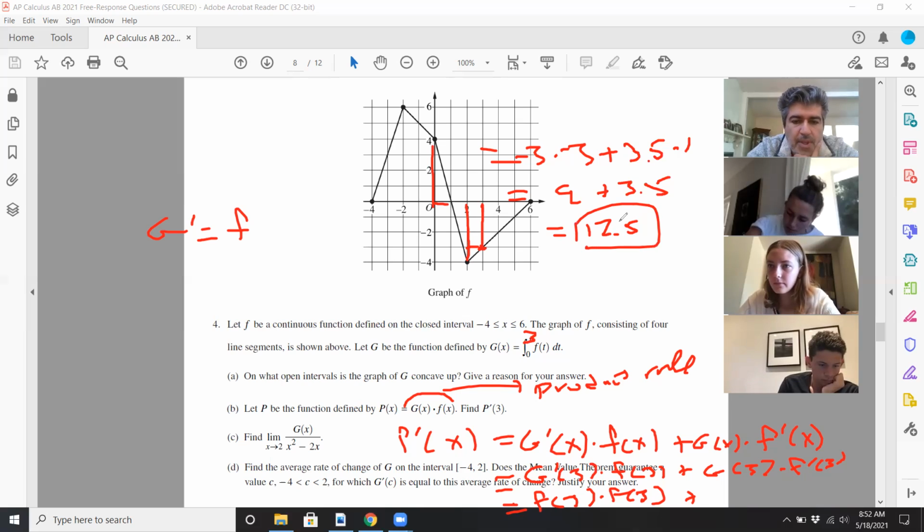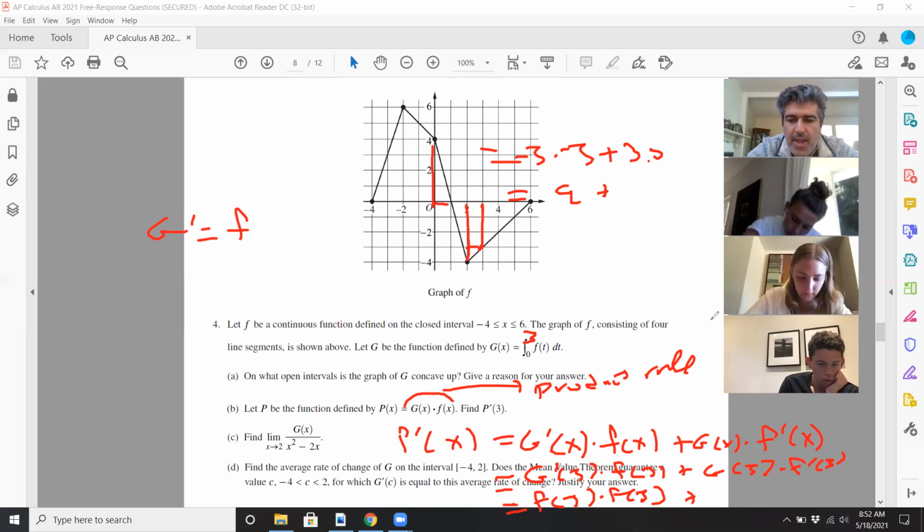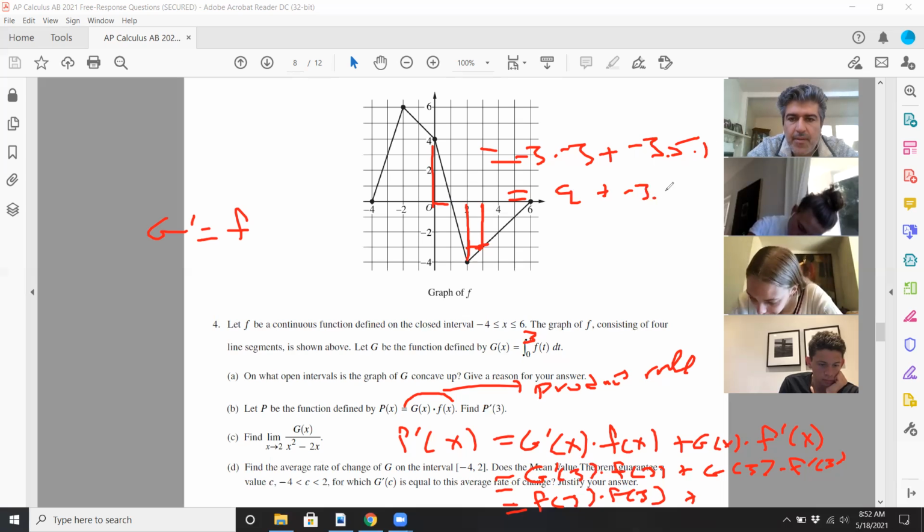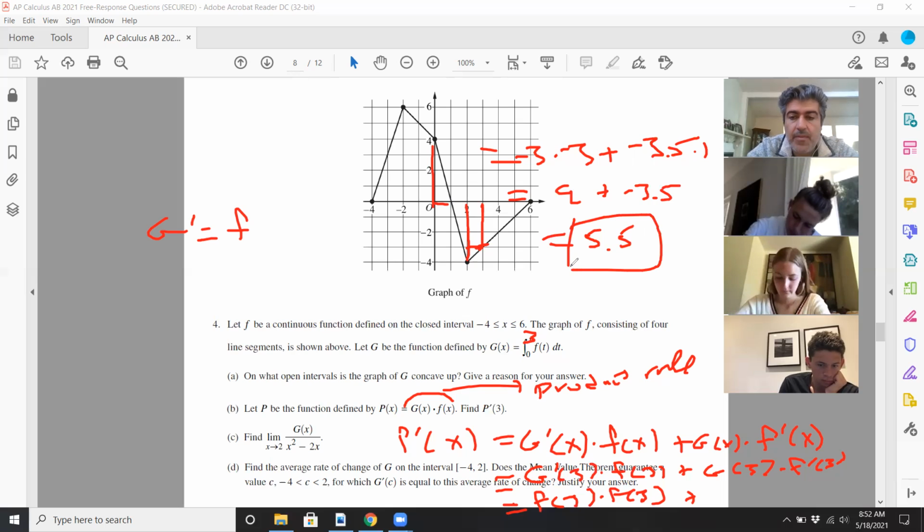I think I did that right. Let me just double check. G prime of 3 is f of 3, f of 3 is, yep. Oh, oops. This is a negative area. I knew I did this wrong. My apologies. Our G of 3 is actually negative 3.5. And of course, f prime of 3 is the positive slope at that portion, which is 1. My bad. So 5.5. That's what we get, 5.5. Okay, now I know that's the correct answer.